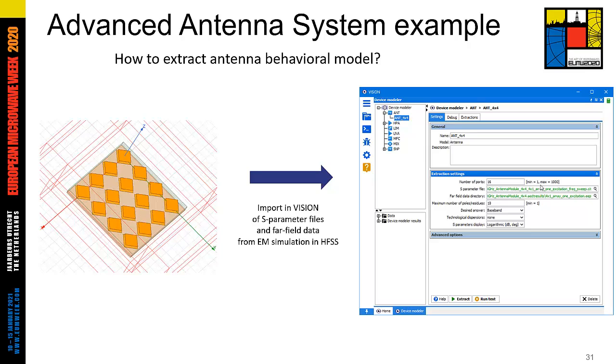Also, with this modeling tool, you can extract a behavior model of your antenna designed in an EM simulator. After an EM simulation, our modeling tool imports the S-parameter file of your antenna to be able to take into account the mismatch with the power amplifier and the mutual coupling between each patch. And also the far field data provided by the EM simulator are used to plot the radiation pattern.